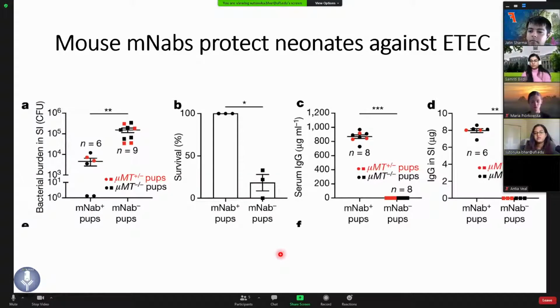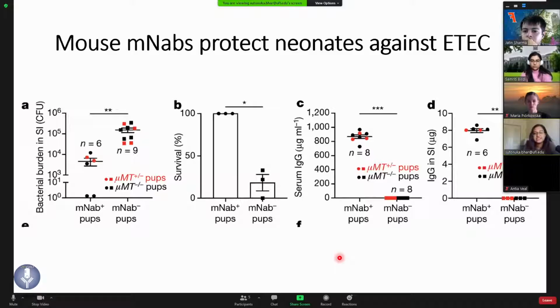These experiments are done within 20 hours because in 20 hours, the mouse is supposed to die if they have this ETEC colonization in their intestine. But 20 hours is not at all enough for antigen-driven endogenous IgG or IgA production. So any IgG or IgA present in these pups at this time will only be maternally derived via breastfeeding.